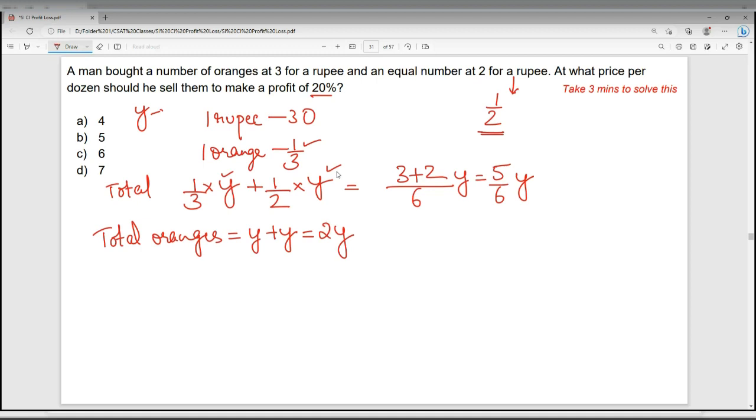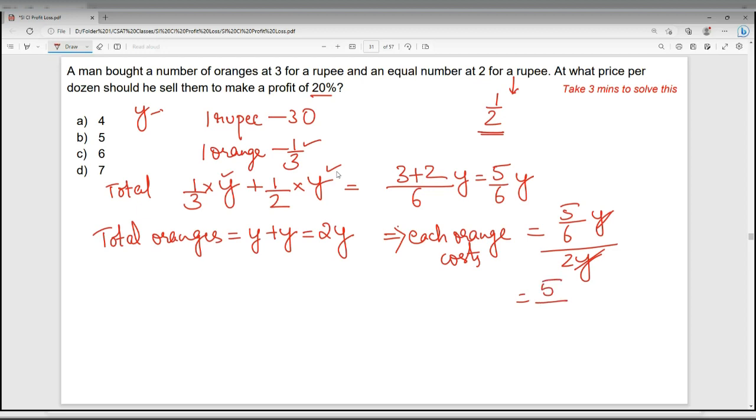So for each orange, it would imply that each orange costs the total cost 5/6y divided by 2y. This y cancels, and this is 5/12. So for each orange, the cost together, when he has bought it in a combined way, is 5/12 rupees.